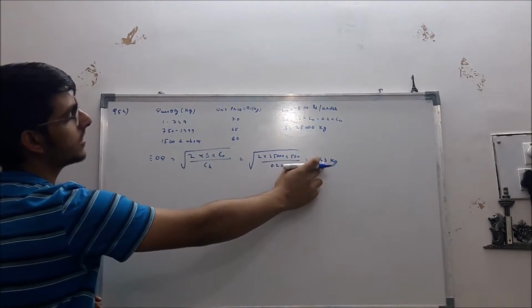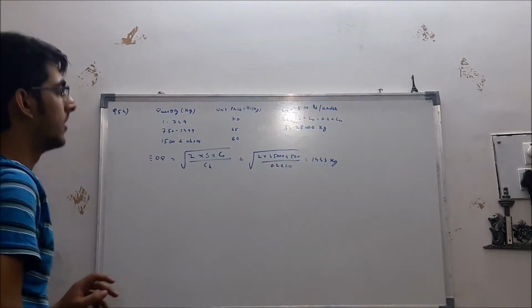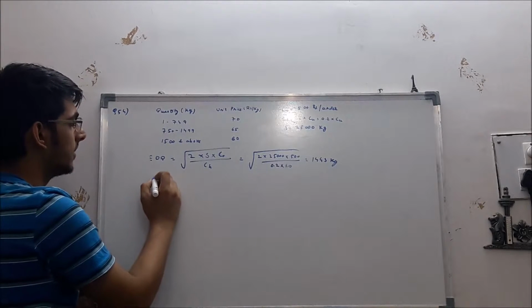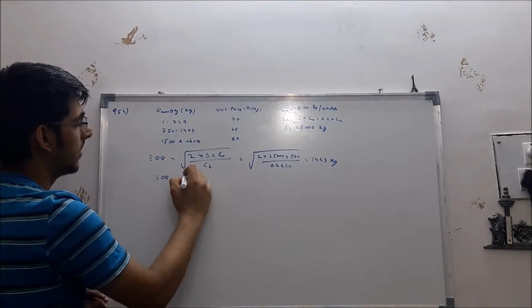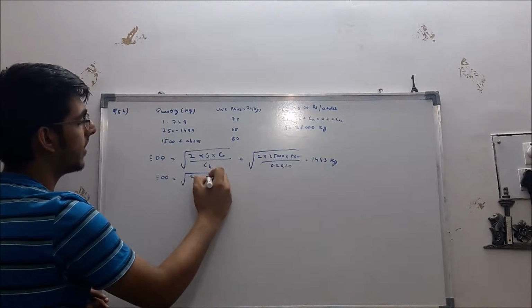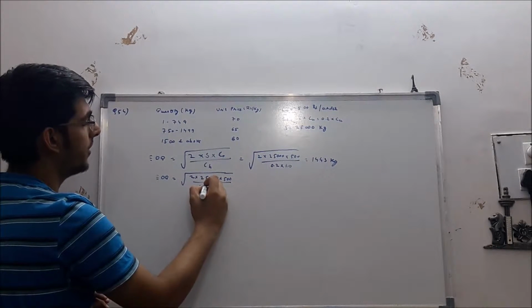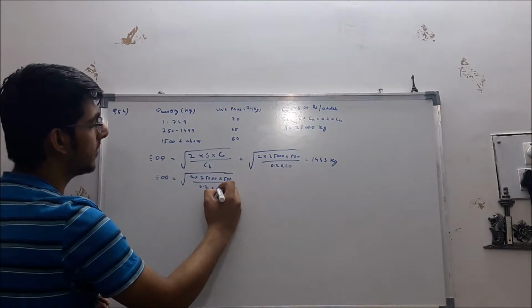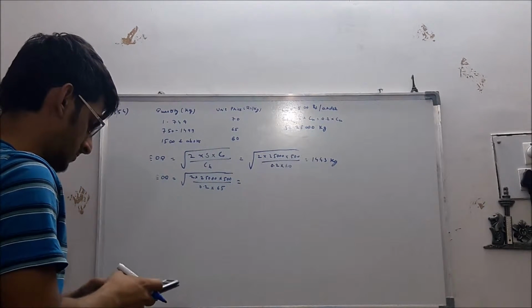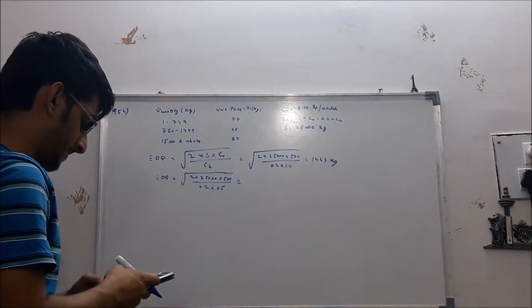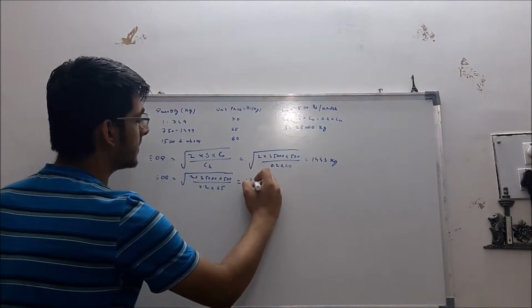But 1443 kg lies in this range in which the unit cost is 65. So this EOQ is not valid. So let us find out new EOQ for this range. It will be 2 into 25,000 into 500 divided by 0.2 into unit price. This time we will take it as 65. So this comes out to be 1386 kg.